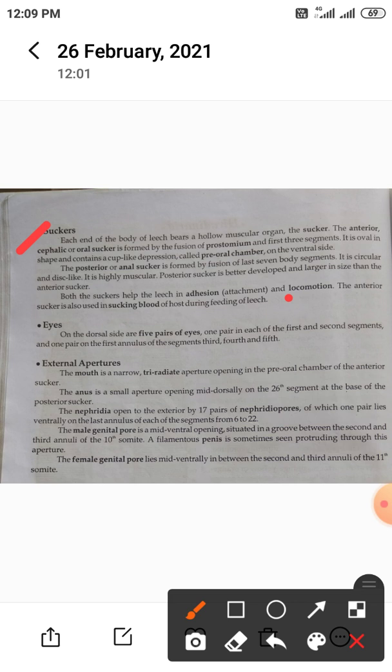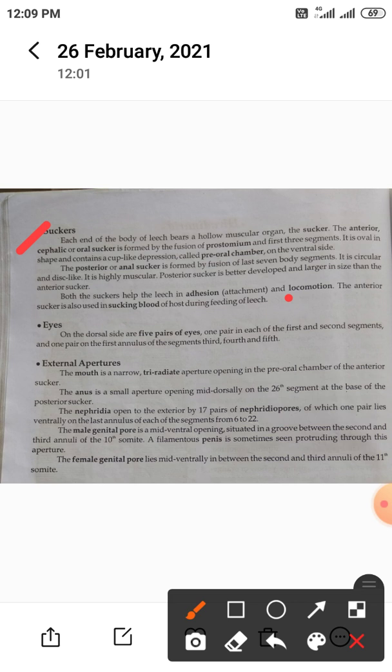It is oval in shape and contains a cup-like depression called the preoral chamber. The anterior cephalic or oral sucker thus has a preoral chamber.